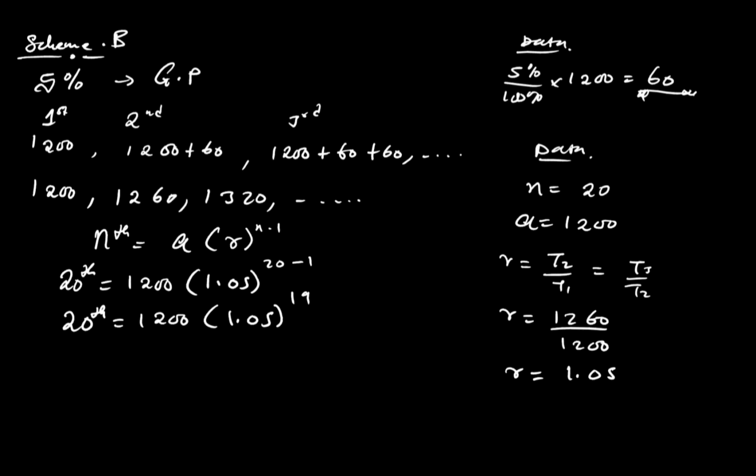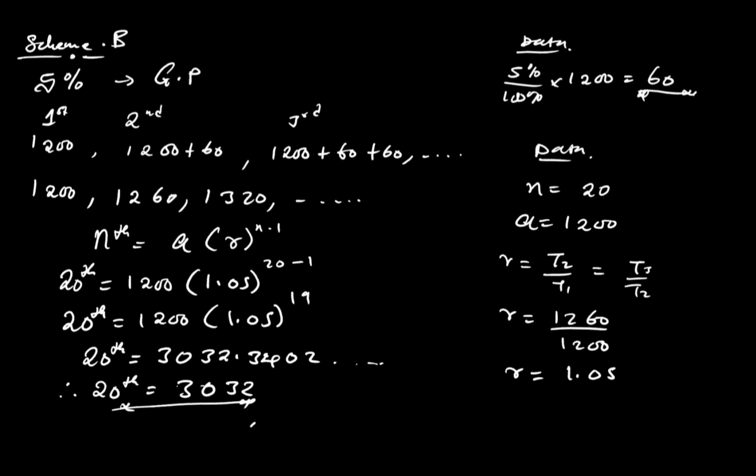All right, so if we use our calculators, the 20th week will have about 3,032.3402, and a lot of numbers after. But anyway, we have to round this off. So we'll say the 20th week is equal to 3,032 computers. So we could say that the output in week 20 is equivalent to 3,032.